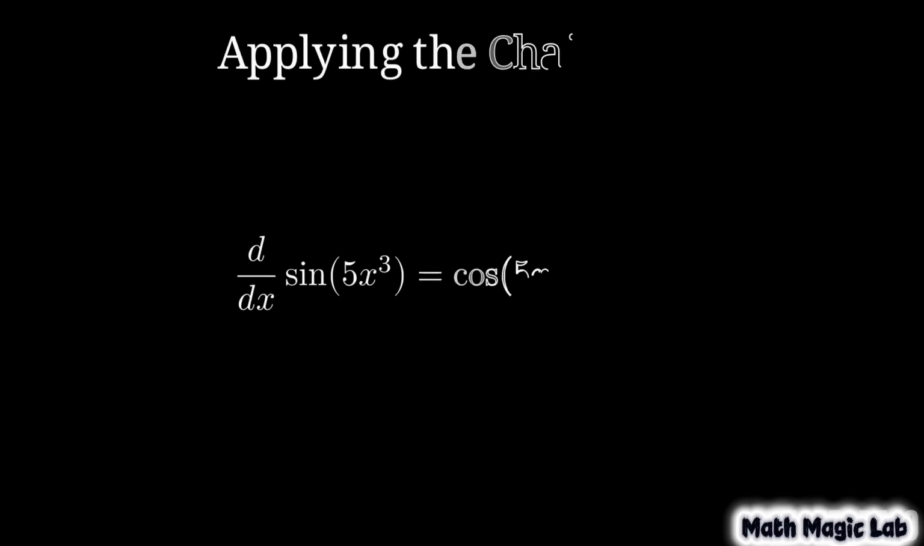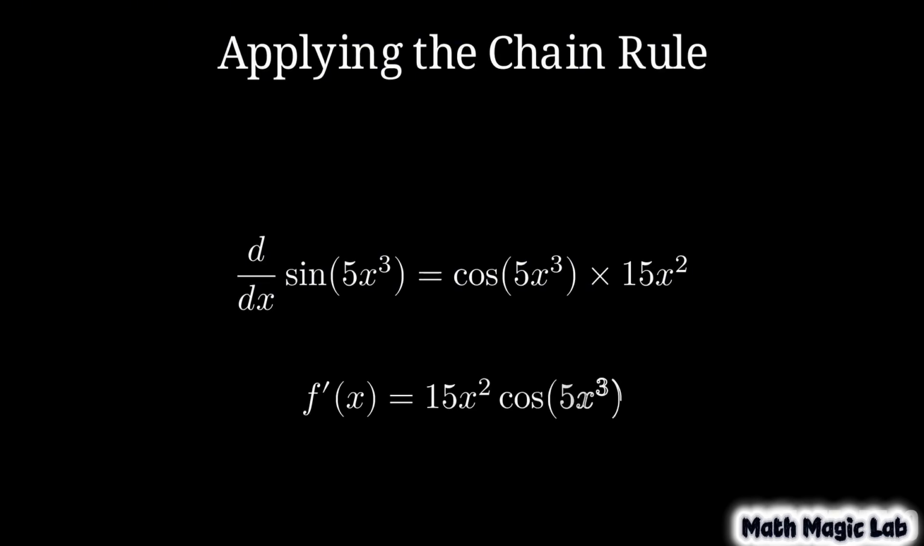To finish, we simply rearrange the terms for a cleaner look. The 15x squared moves to the front, followed by the cosine of 5x cubed. This gives us our final derivative. Example 2 is complete, and the math is perfectly organized.